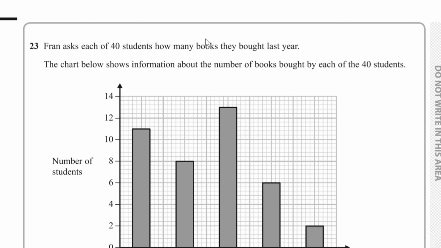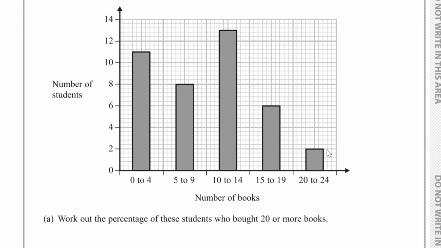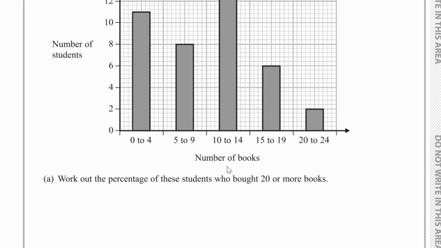Question number 23. Fran asks each of 40 students how many books they bought last year. The chart below shows information about the number of books bought by each of the 40 students. So we've got number of students and the number of books. For part A, we have to work out the percentage of these students who bought 20 books or more.